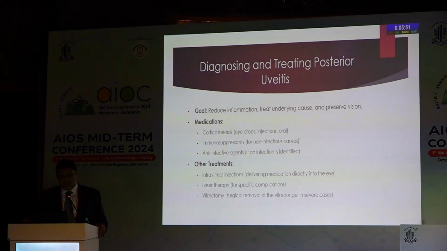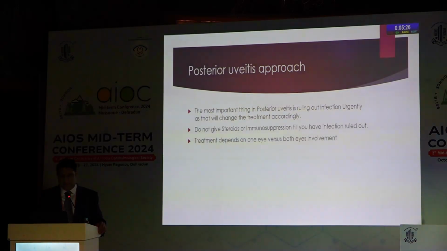The main thing is, when we are seeing any patient with uveitis, what are our goals? First, reduce inflammation, treat the underlying cause, and then preserve vision. The medications which we use are corticosteroids in various forms, immunosuppressants, and anti-infective agents. But there are other treatments also, like intravitreal injection, Ozurdex, or any intravitreal steroids, or any antivirals, laser therapy, and vitrectomy sometimes.